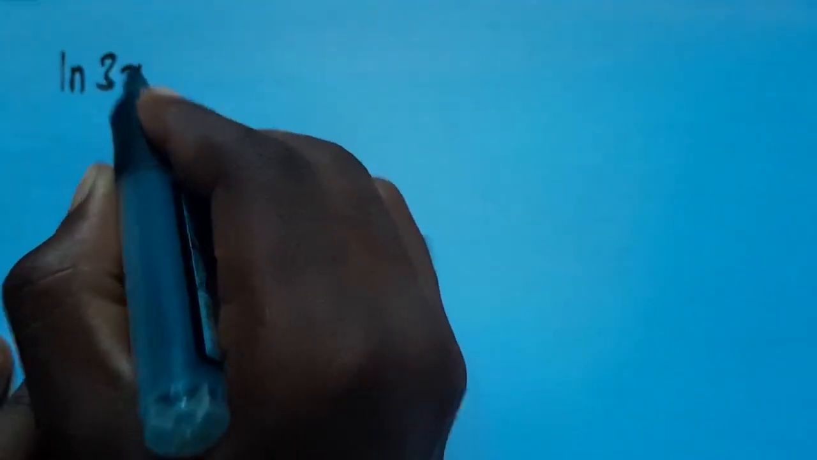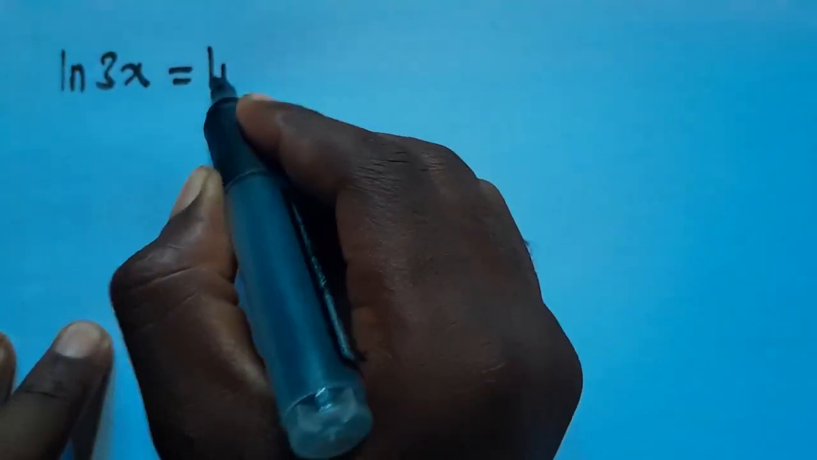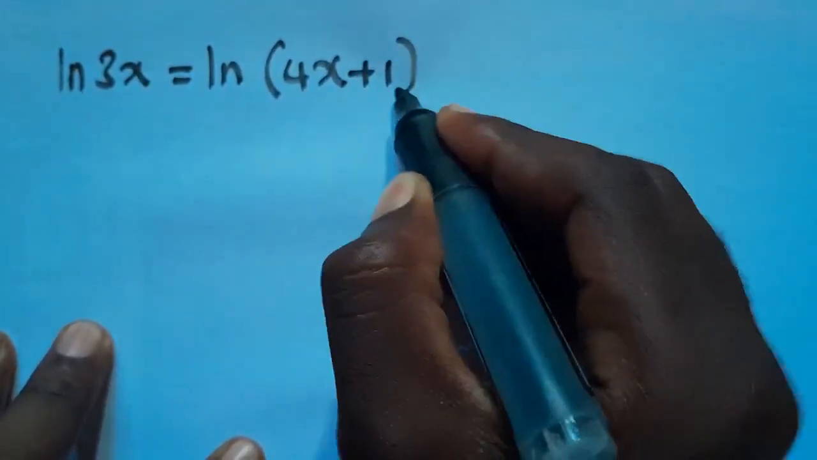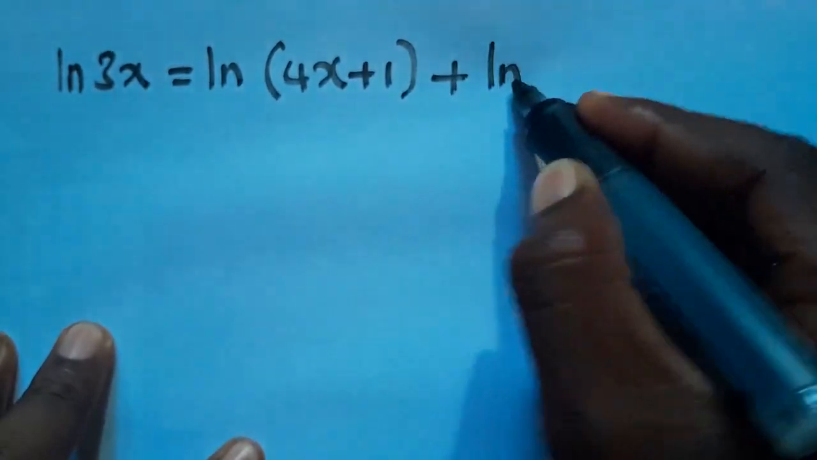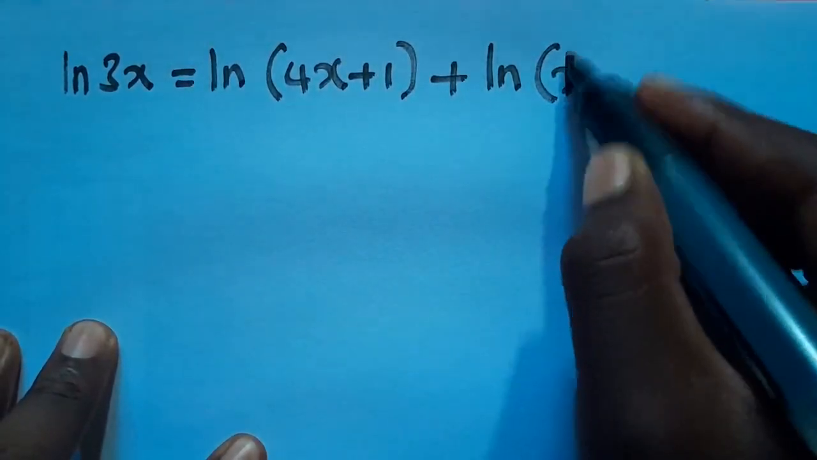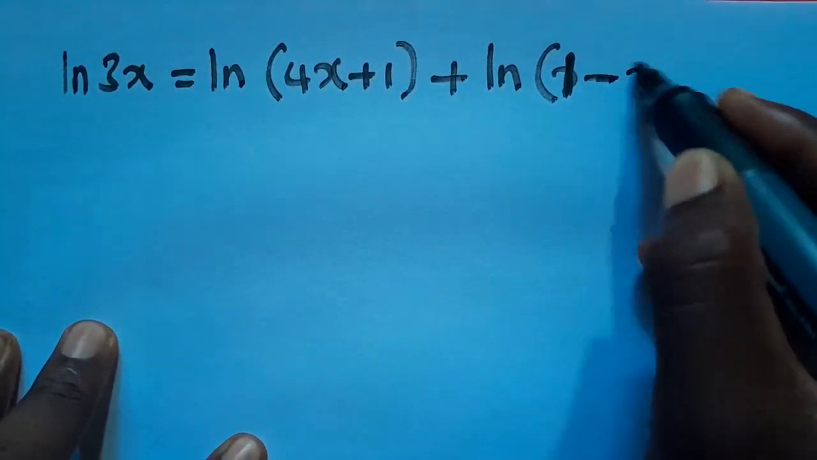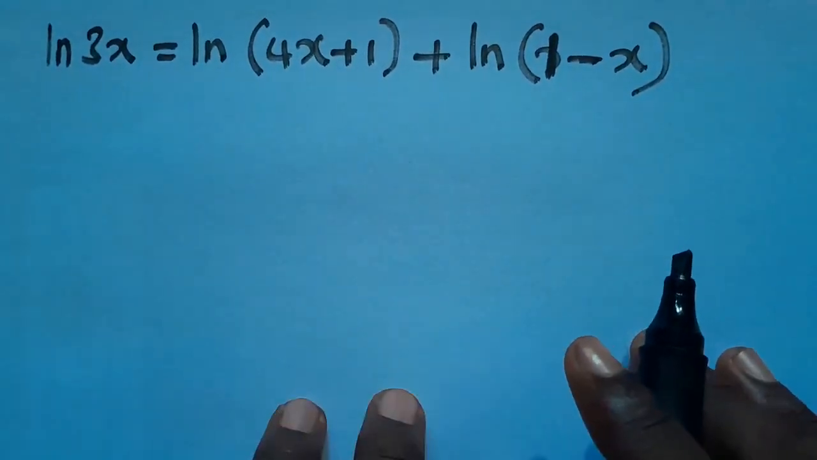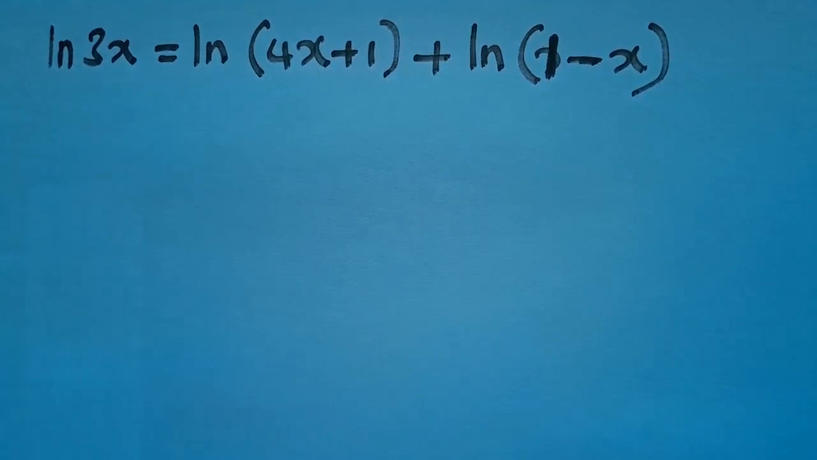Ln 3x is equal to ln 4x plus 1 plus ln 1 minus x. This is another question that we have. How can you answer this question?